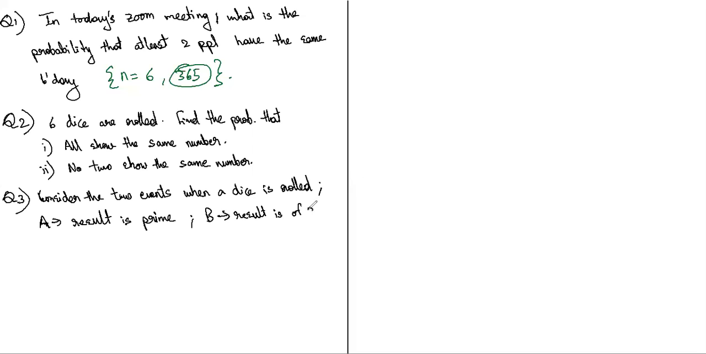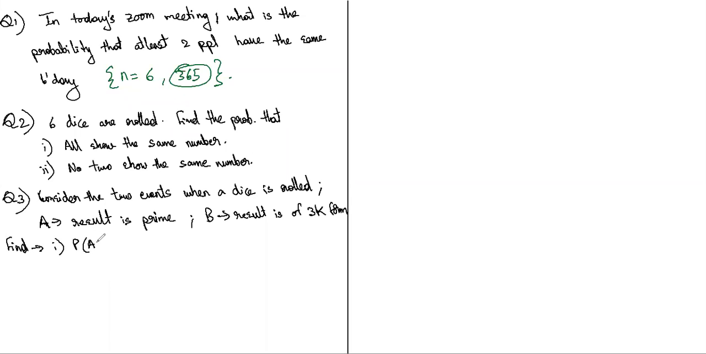3k form, meaning understand this. What are the digits with 3k form on dice? 3 and 6. So event A is the result is some prime number. Event B is the result is of some 3k form. Then find the following.